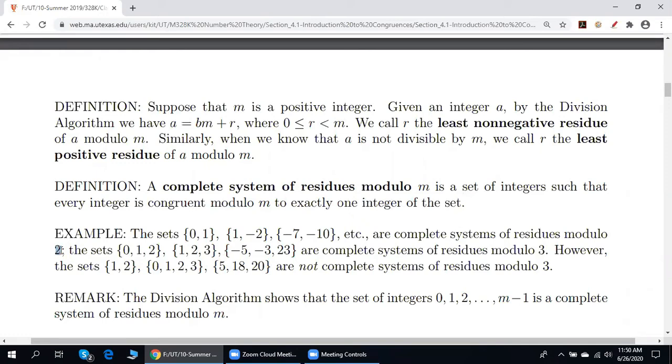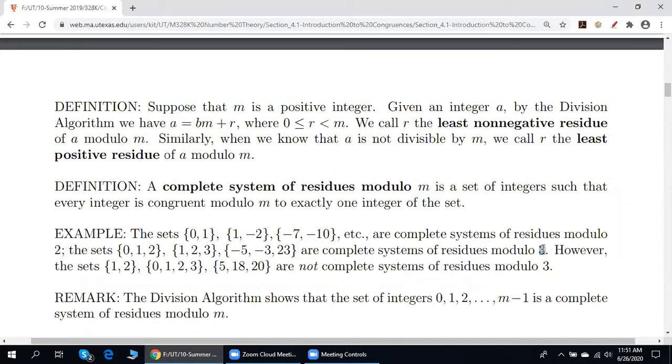Consider modulo 2. These three sets are complete systems of residues modulo 2. These are three examples out of infinitely many examples. Here's why. Any integer is congruent to either 0 or 1 modulo 2. Any integer is congruent to either 1 or -2 modulo 2. Any integer is congruent to either -7 or -10 modulo 2.